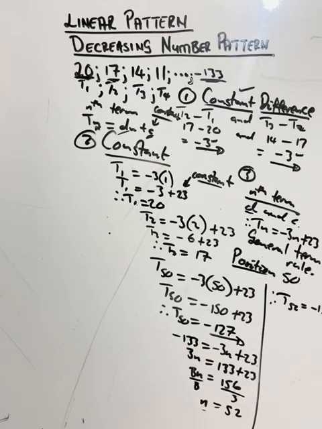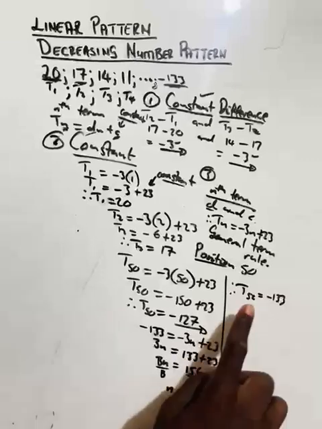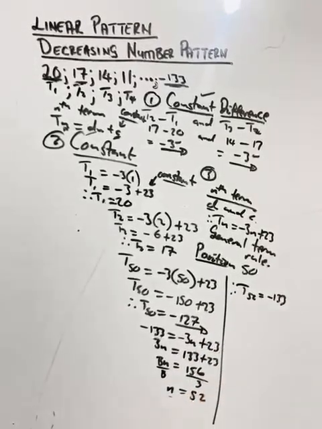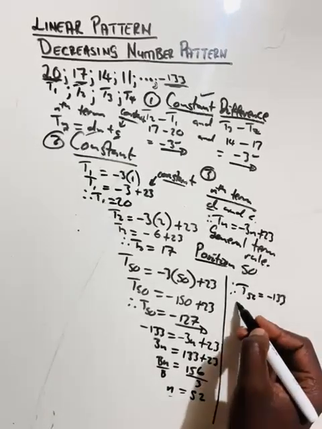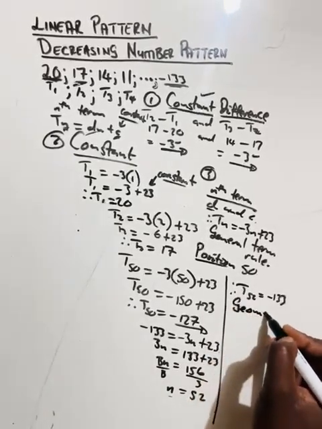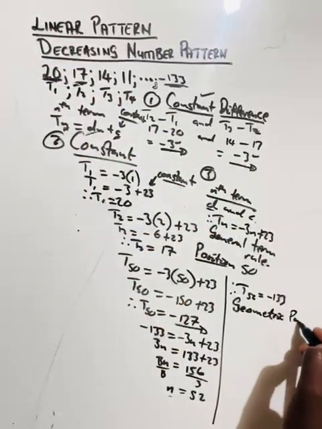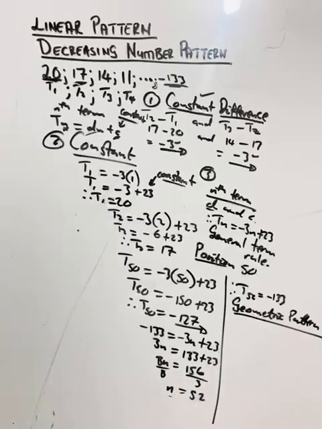So on the next video, oh, sorry. All right. So here, this is term number 52 is equal to negative 133, right? Okay. On the next video, I'm going to be dealing with geometric patterns. And geometric patterns are totally different from what? From the linear patterns that we have been dealing with. So it's very important for you to tune in, right? So that you may see as I elucidate about geometric patterns.